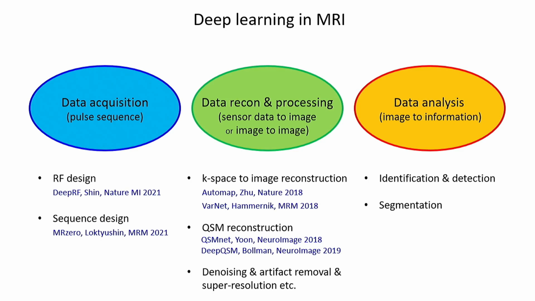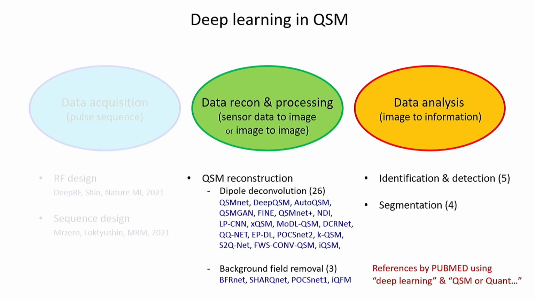When it comes to deep learning in MRI, we have seen a lot of different aspects of it. For example, it probably started from data analysis, doing segmentation and classification. And then after a while, we learned that we can use it for reconstruction. So it has been widely applied in parallel imaging as well as QSM reconstruction. By the way, nowadays we begin to use it for data acquisition as well. So you can design an RF pulse or design a sequence using deep learning.